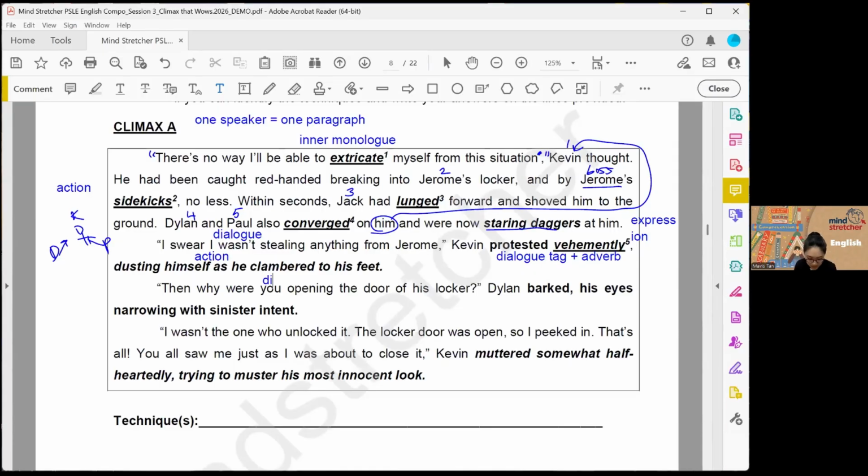Again, same thing. Dialogue, dialogue tag, action.